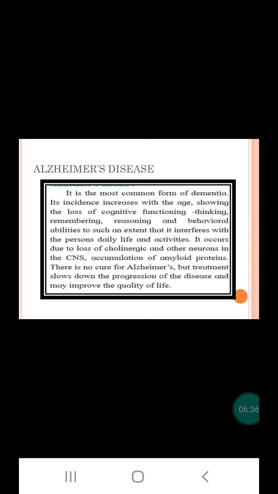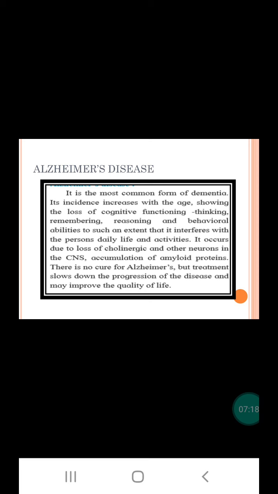Next is Alzheimer's disease. It is the most common form of dementia, and it increases with age, and it shows loss of cognitive functioning. Cognitive means related to the brain, that is thinking, remembering, reasoning, and even behavioral abilities. These functional areas are affected and interfere with the person's daily life and activities.